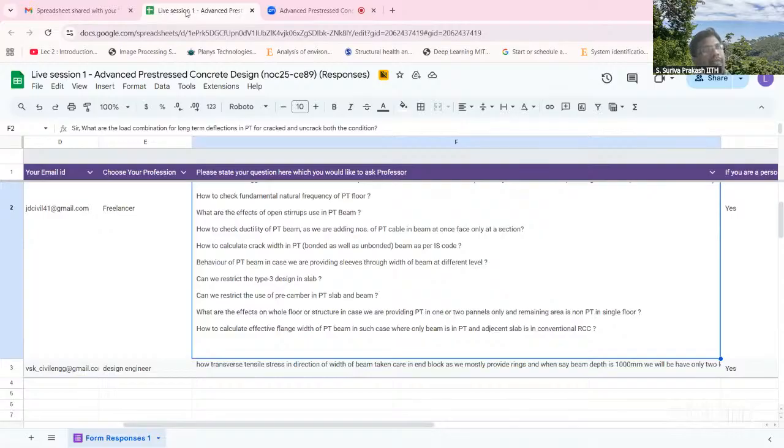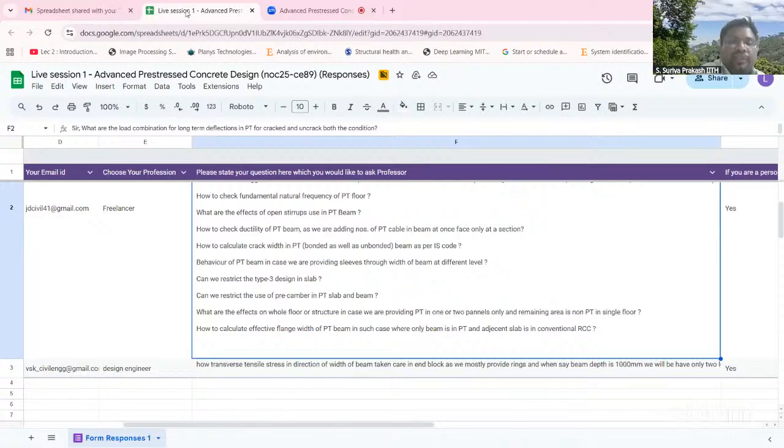But what I'm saying is, if both of them are cast together and the post tensioning is done after both the members are sufficiently hardened, then definitely it will act as a flange section. Okay, got it. Thanks a lot.